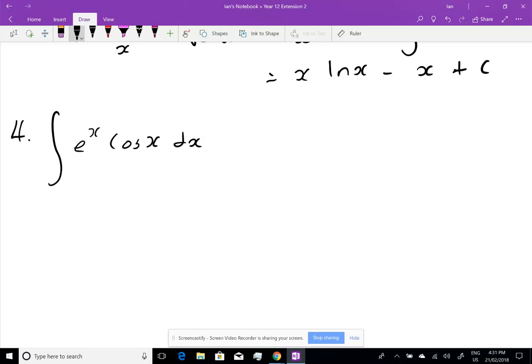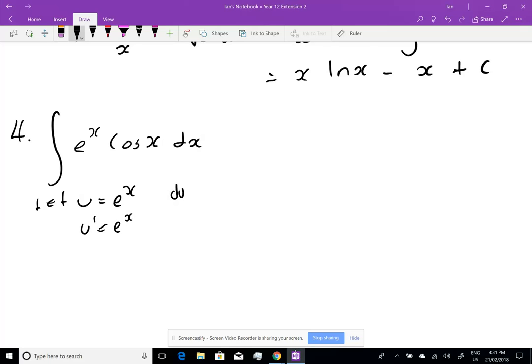Righto, this is going to be a bit harder. So I'm going to let u equal e to the x. And all right, I hear you crying out, oh, but that won't go, because when I differentiate e to the x, I get e to the x. It'll be all right, trust me.